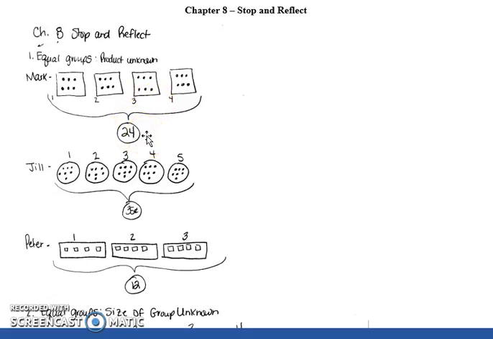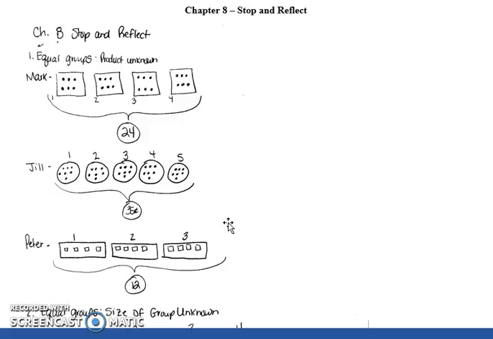The second problem was if apples cost 7 cents each, how much did Jill have to pay for 5 apples? So I drew 5 circles representing the 5 apples, and then I drew 7 dots in each one representing the 7 cents each, and I got 35 cents total.